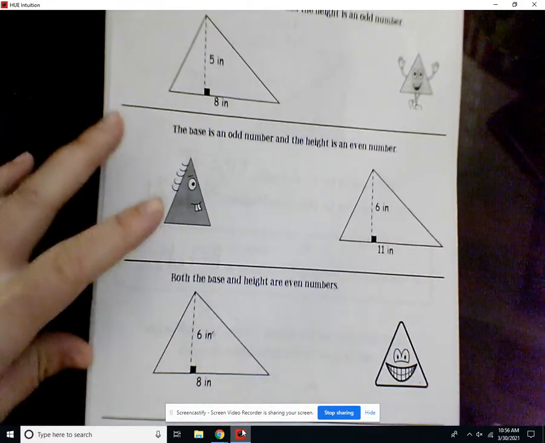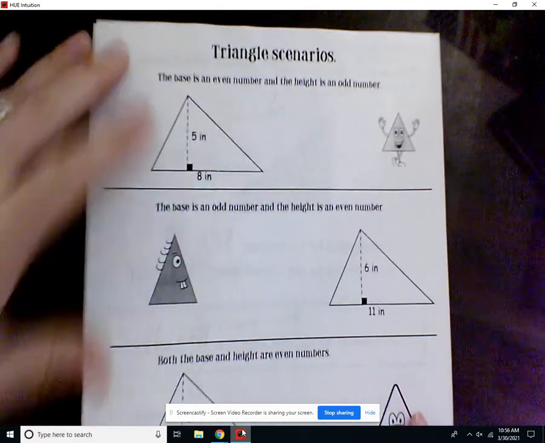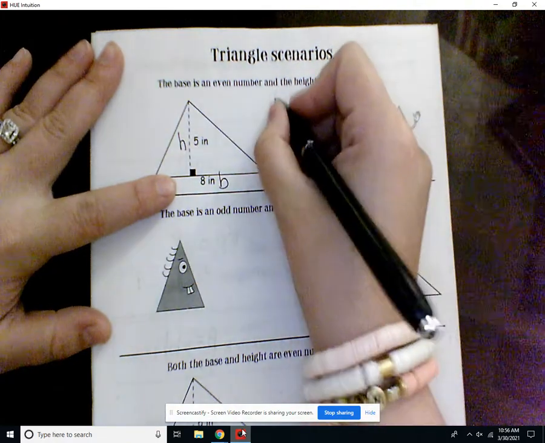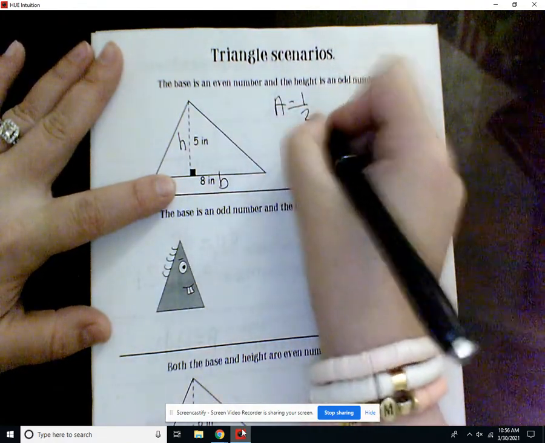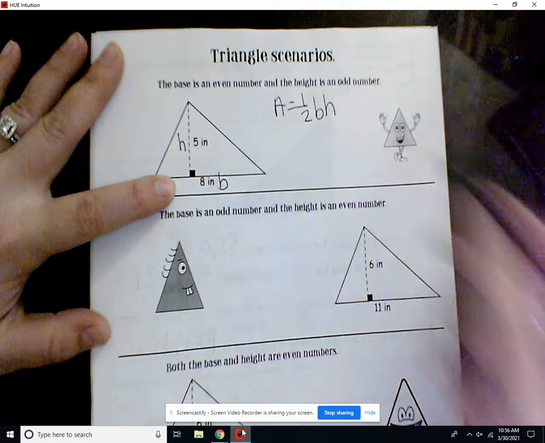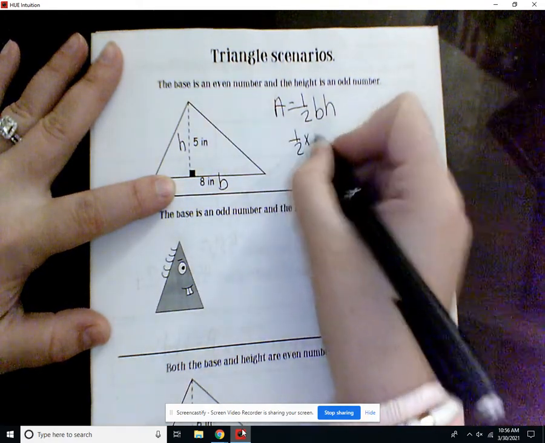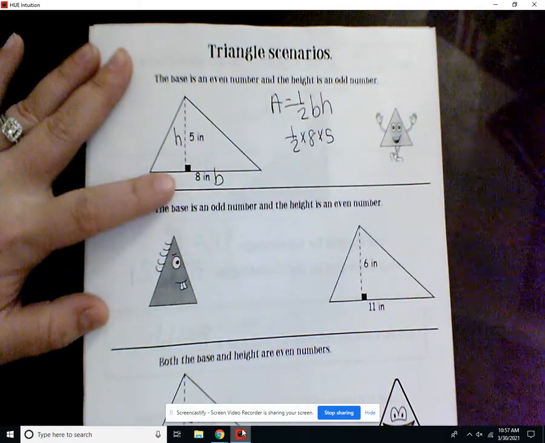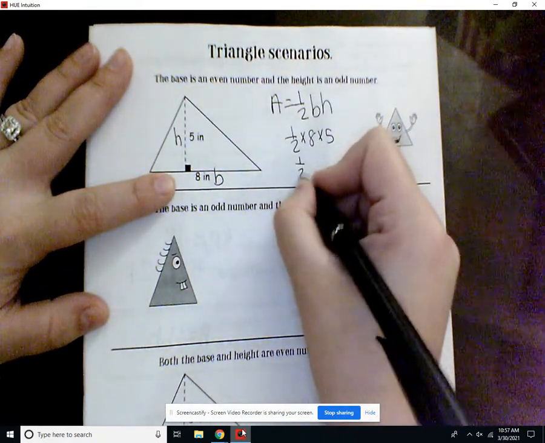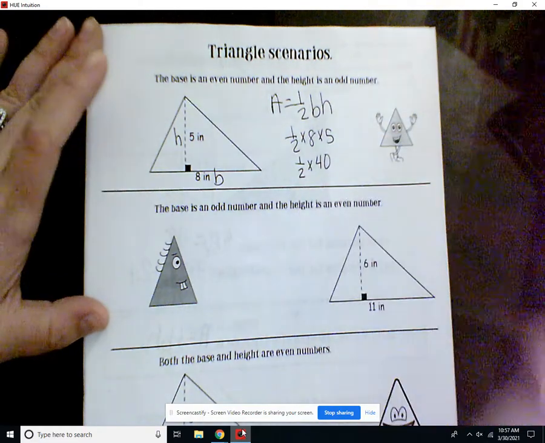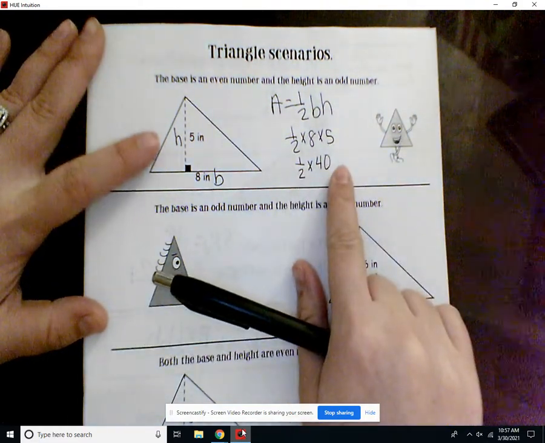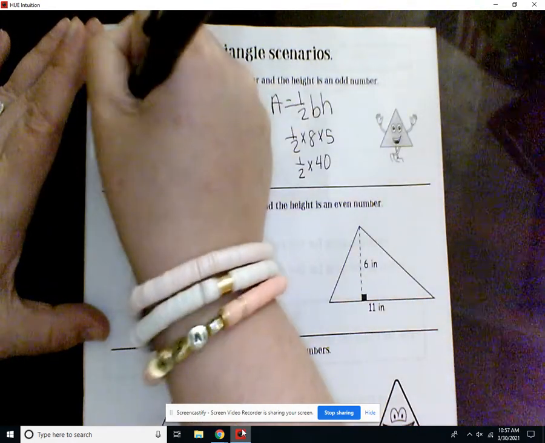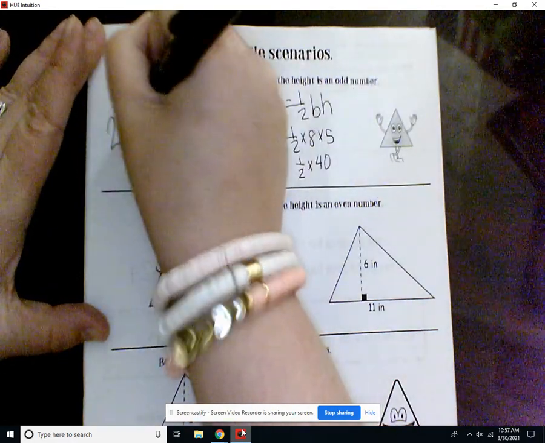All right, so the base is an even number and the height is odd. So there's your base, there is your height. So I'm going to plug it into our formula, 1/2 BH. So I have a half, base is 8, height is 5. So I'm going to multiply 8 times 5, which is 40. I'm going to cut 40 in half, so divide that by 2, which gives me 20 inches squared.